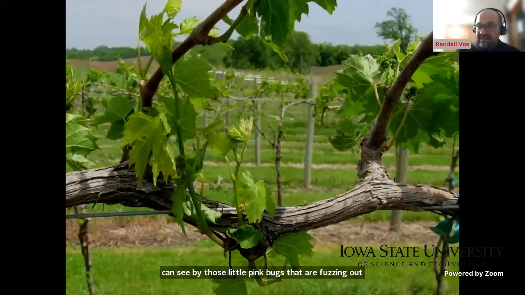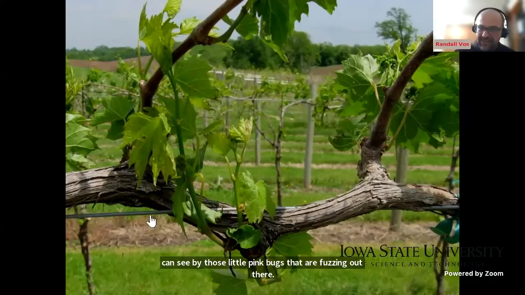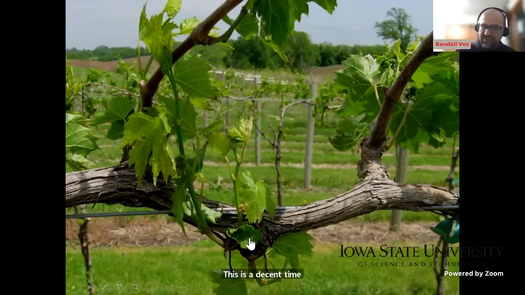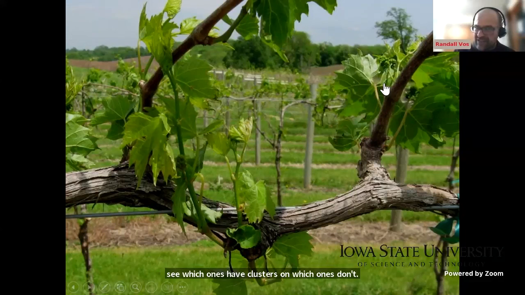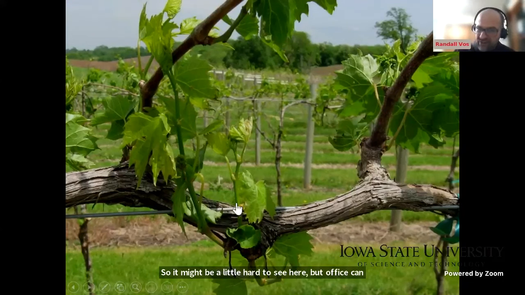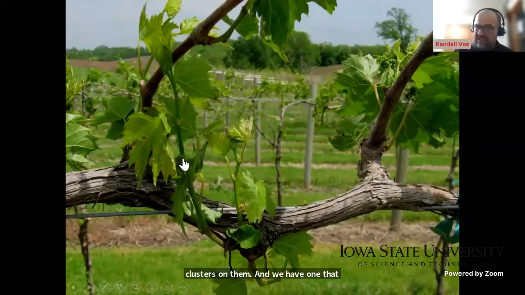This is a decent time, and at this time we can already see which ones have clusters on and which ones don't. So it might be a little hard to see here, but off this cane we have shoots with clusters on them, which is what we want. Then off this old wood, we have a couple shoots with no clusters on them, and we have one that has a little tiny cluster. So we just grab them with our hand and rip them off.